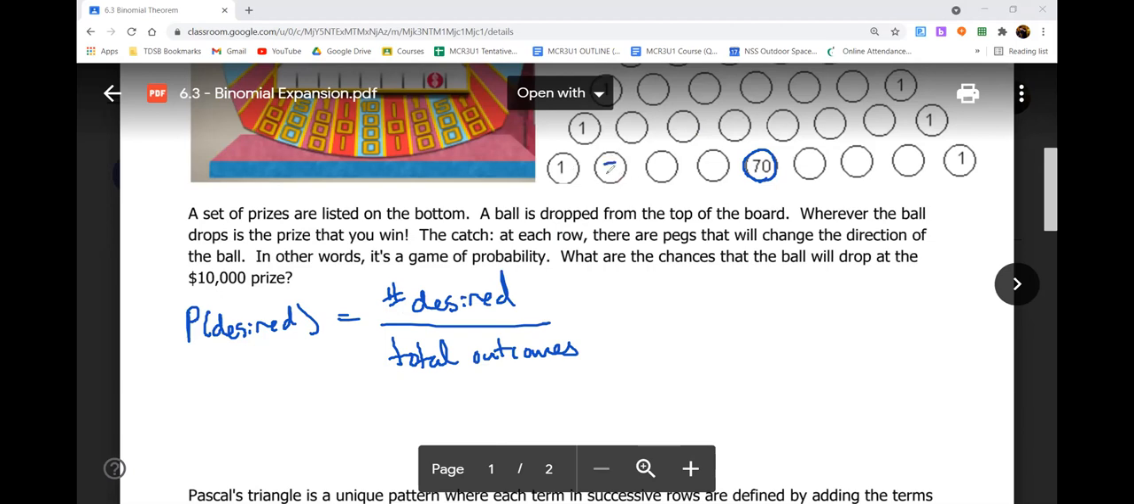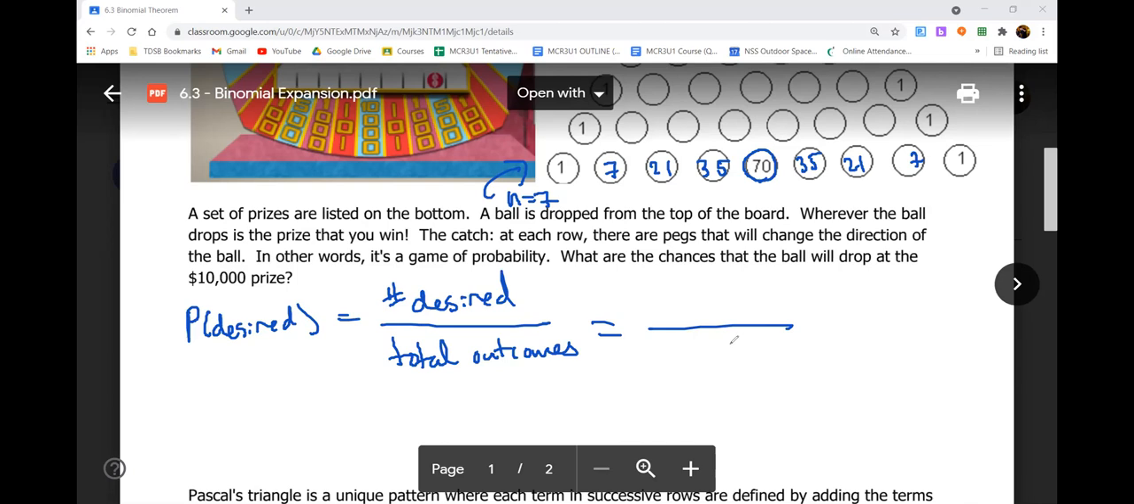So, if I remember, this is in the 21, 35, 35, 21, 7, and 1. How many total outcomes are there for the seventh row? Anyone? Some of you might be adding all this, others might have used the trick or the pattern that we talked about just like 10 minutes ago.